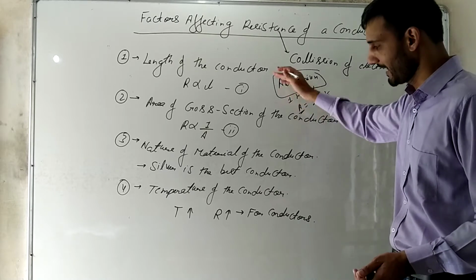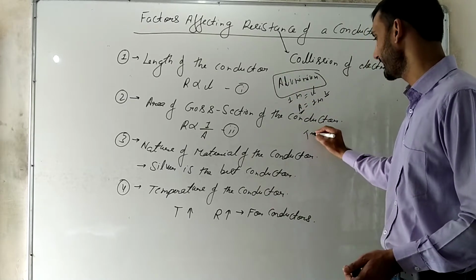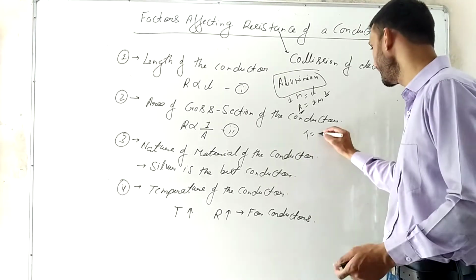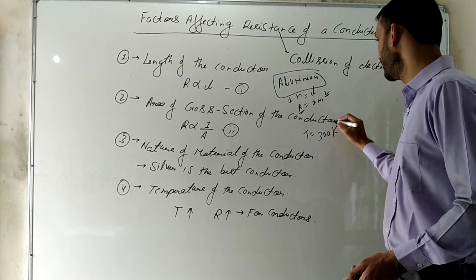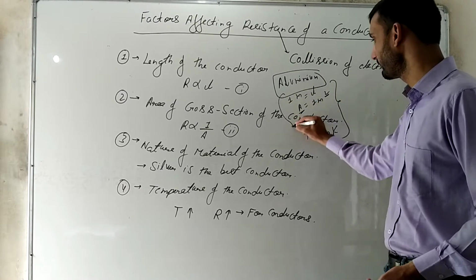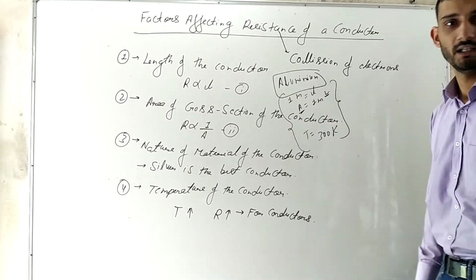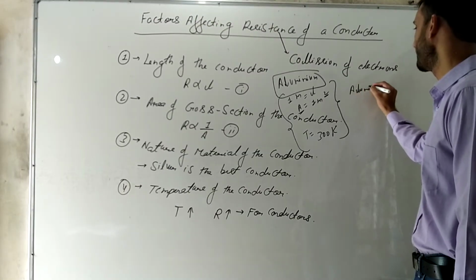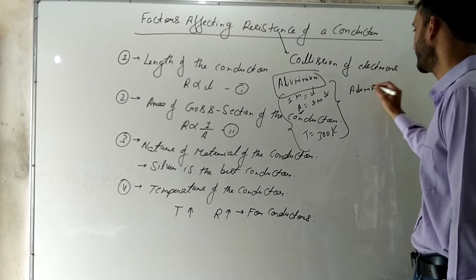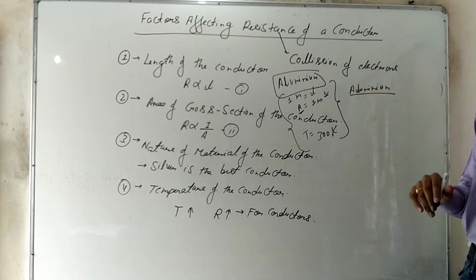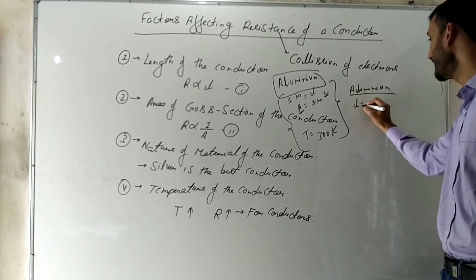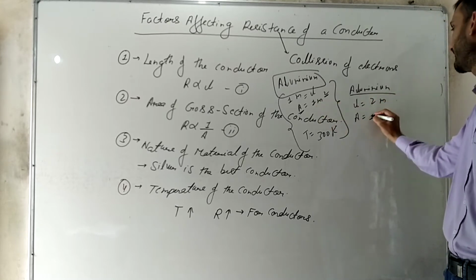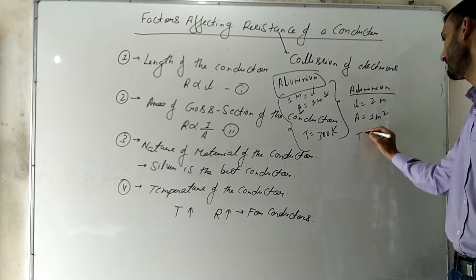So I have fixed that, and temperature is also fixed. Let us say I'll take Kelvin, because the SI unit of temperature is Kelvin. Let me take 300 Kelvin. So I have chosen these factors for aluminium. Now again, one more conductor which is made up of aluminium. But now the length is 2 meter. Let me keep the area the same and the temperature the same.